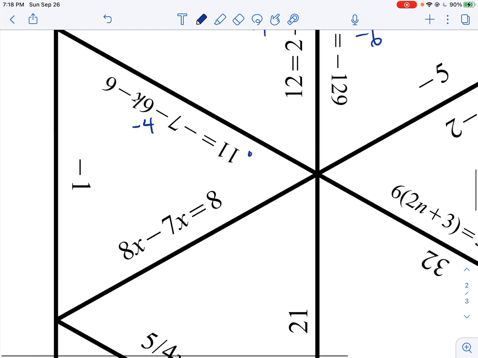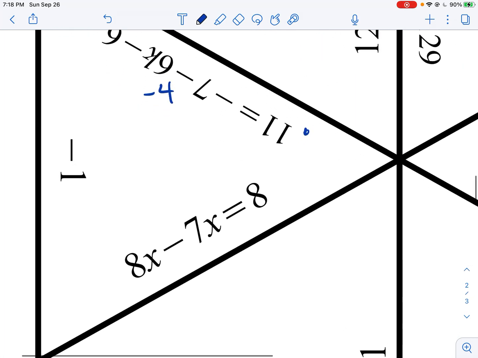This one right here, I think I have plenty of room to do this one. So if I have 8x minus 7x equals 8, I combine like terms and I get x equals 8. See how easy that one was?